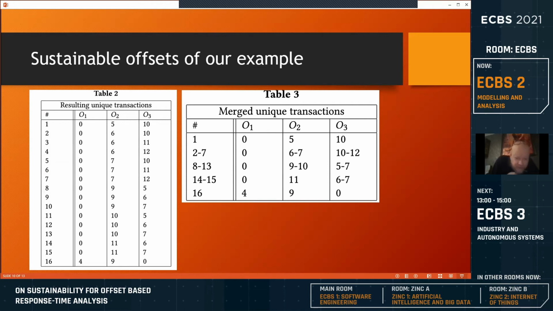5, 0, 10 would not be unique, right? Permutations are not allowed. It depends on the execution time. If they have the same execution time, then the permutation is also the same. But here we have different execution times, and that complicates matters.